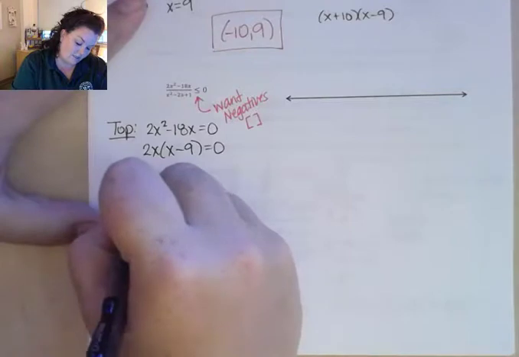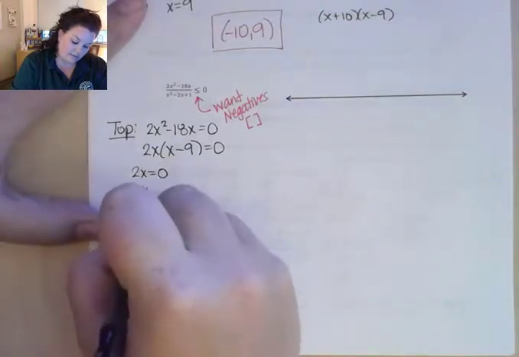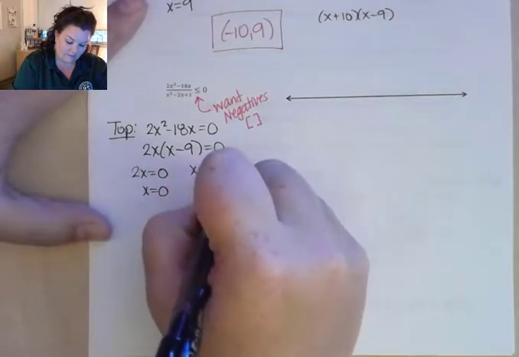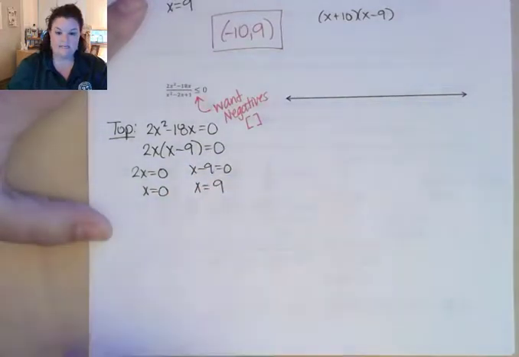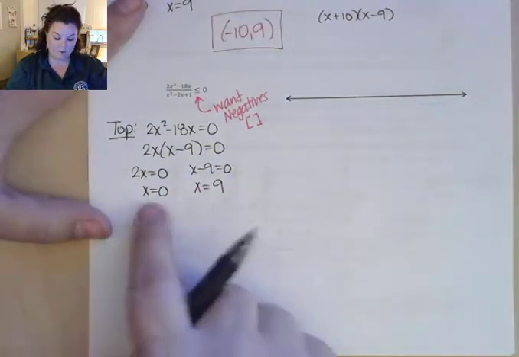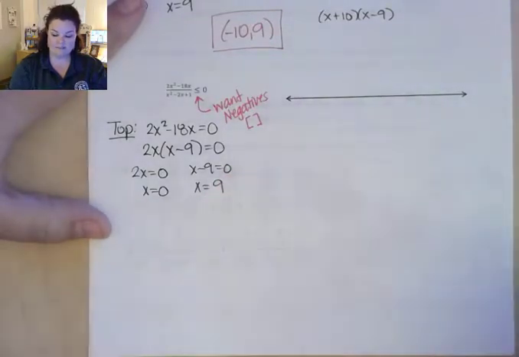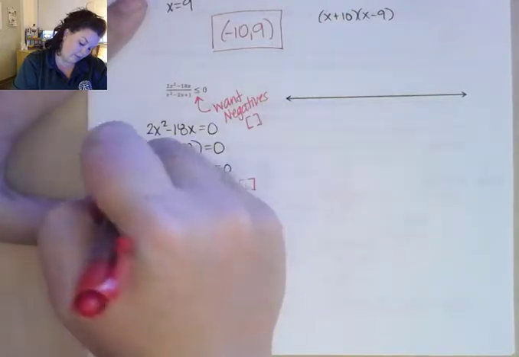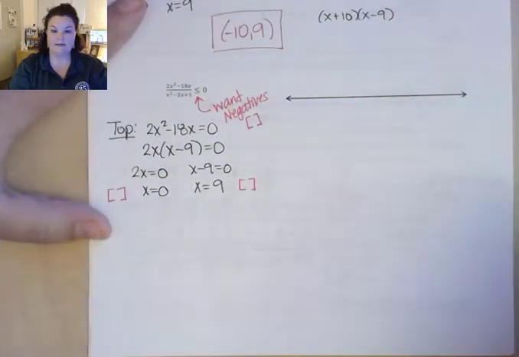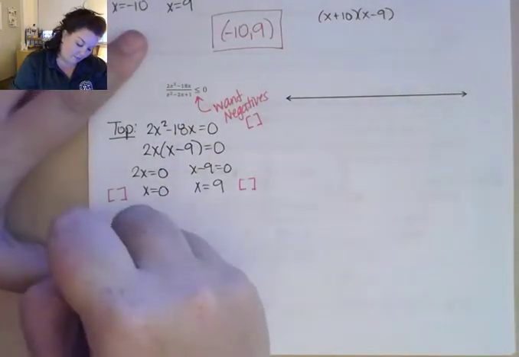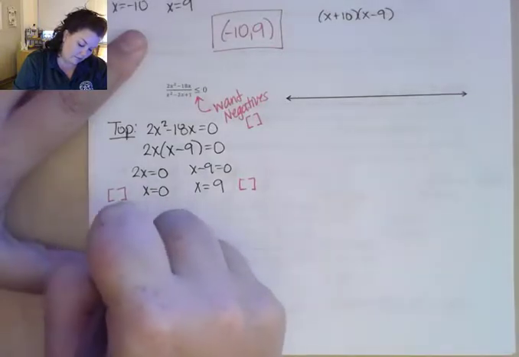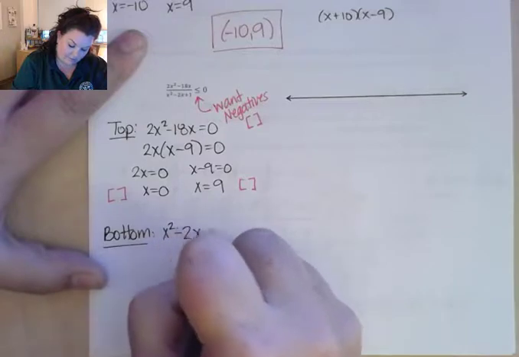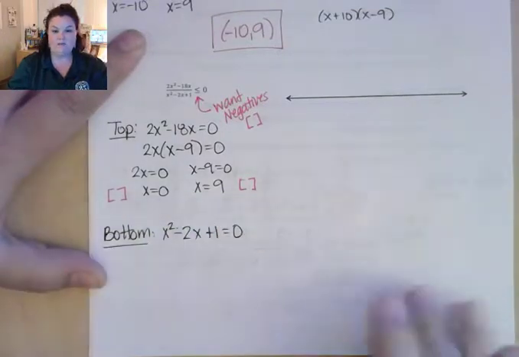So if I set 2x equal to 0, I'm going to get x equals 0. If I set x minus 9 equal to 0, I'm going to get x equals 9. Okay, now these both came from the top, and my symbol tells me to use brackets. So I'm going to write brackets next to both of these. Okay, then I look at the bottom, or my denominator, which is x squared minus 2x plus 1, and I'm going to set it equal to 0.